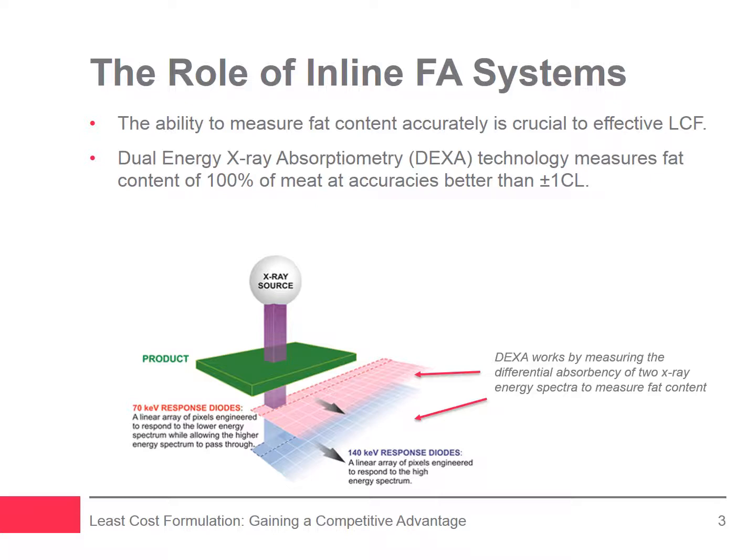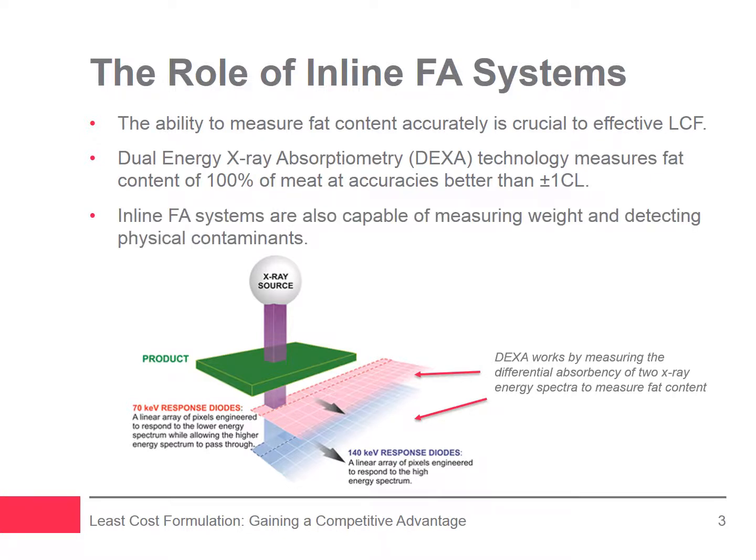This means that 100% of the meat that goes into the batch is scanned to yield the fat measurement. Measuring 100% of the meat at accuracies better than plus or minus 1 CL, or chemical lean, enables LCF control schemes to precisely meet blending targets at lowest cost.